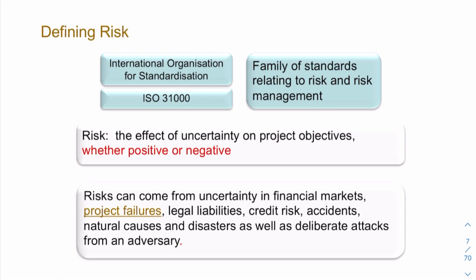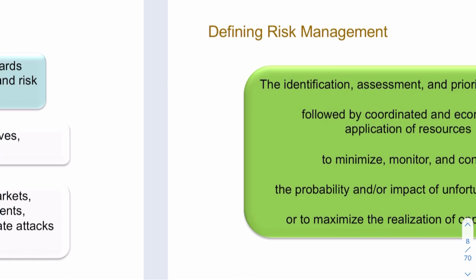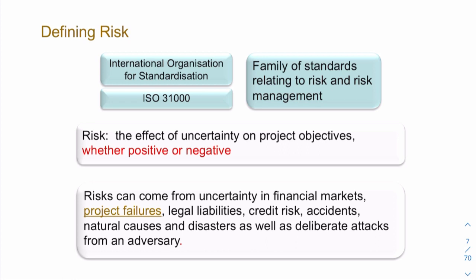Using the ISO definition of risk, we have a family of standards relating to risk and, importantly, risk management. So the condensed definition is: risk is the effect of uncertainty on project objectives. So it's that condensed into four words: the effect of uncertainty on project objectives. Now, that uncertainty we often consider to be negative, but the effect can be positive, and that's what we call a positive risk.